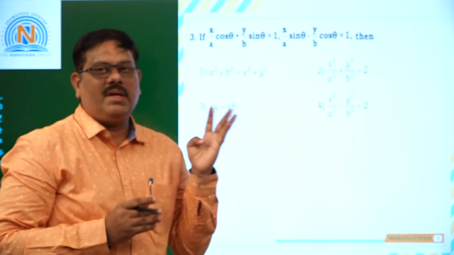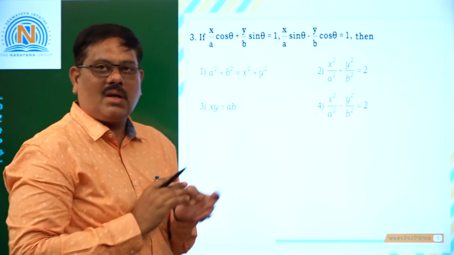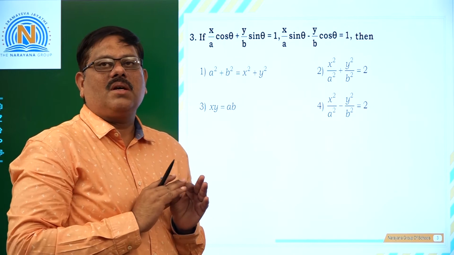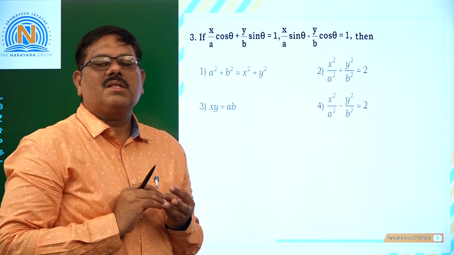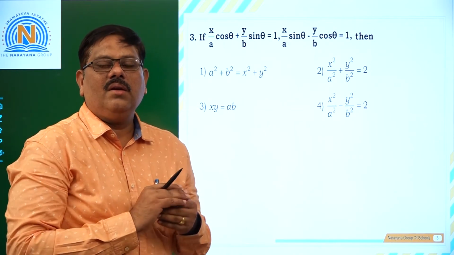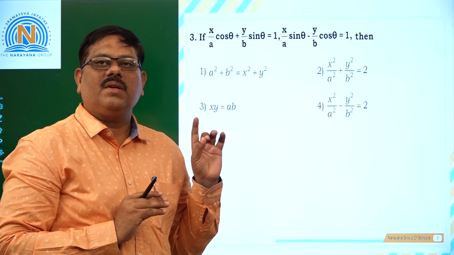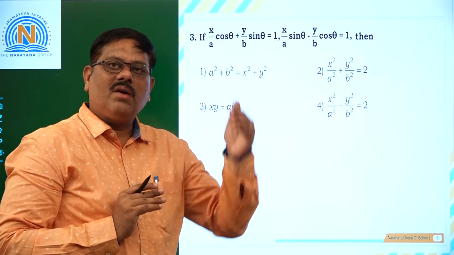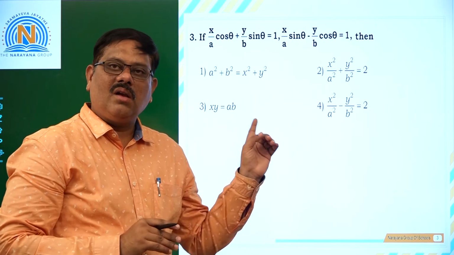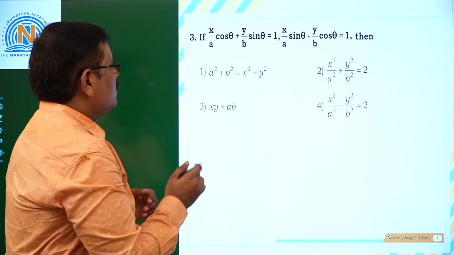We have 3 basic trigonometric identities. What are they? Sin square theta plus cos square theta is 1. Secant square theta minus tan square theta is 1. Cosecant square theta minus cot square theta is 1. Any one of these 3 identities we can use in solving this particular question. Now let us try to see this.